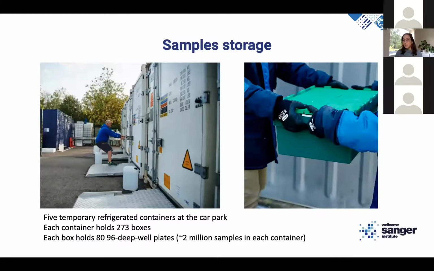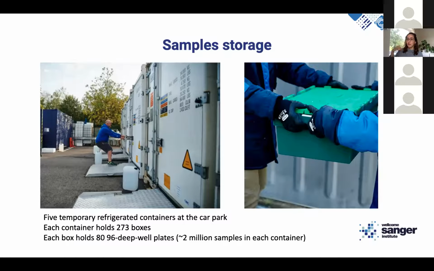The excess samples, for example, last week we received 150,000 samples, and we can only sequence, at this point, 40,000 this week. So there was an excess of 110,000 samples, which we hold in 5 temporary refrigerated containers at the car park. Each container can hold up to 2 million samples.